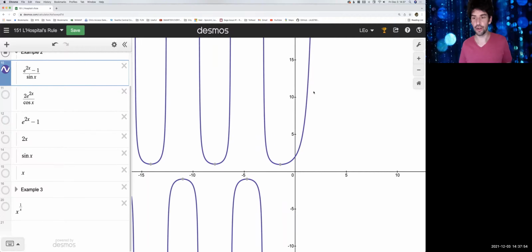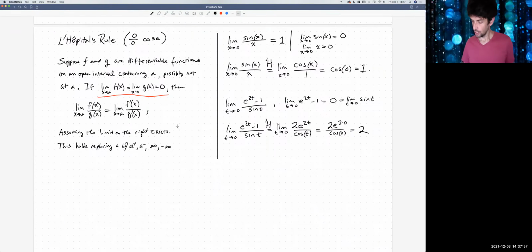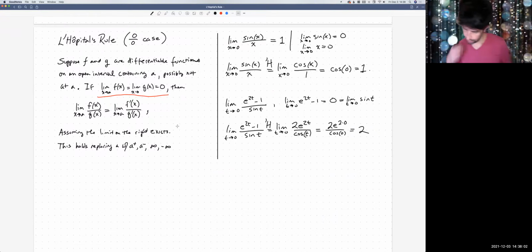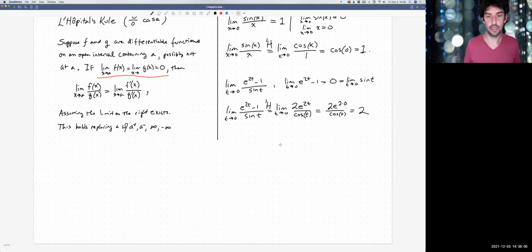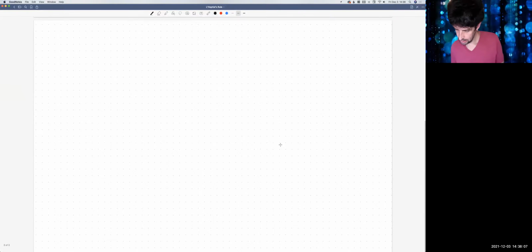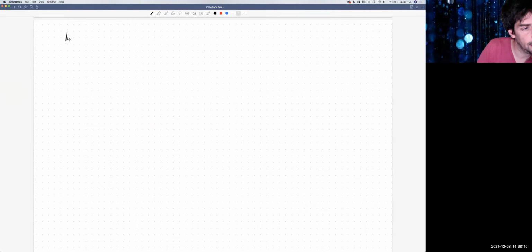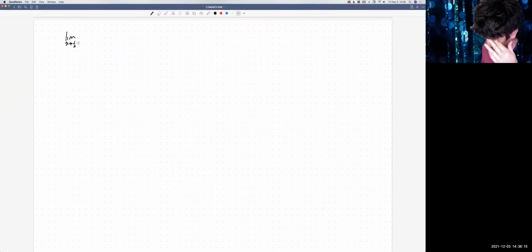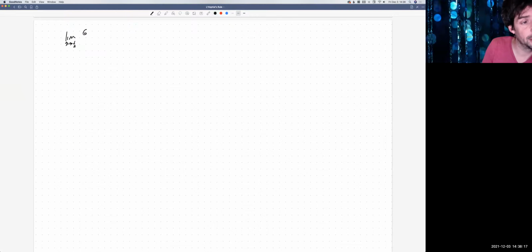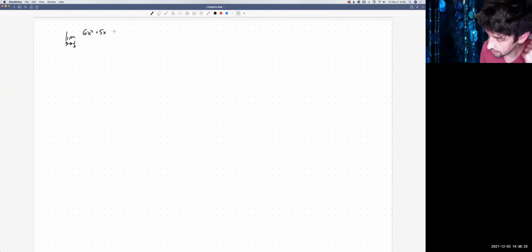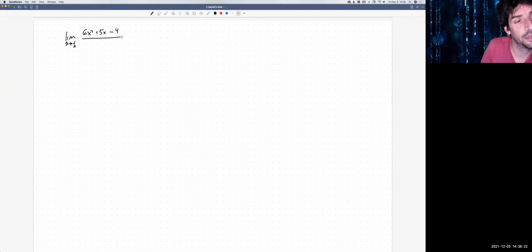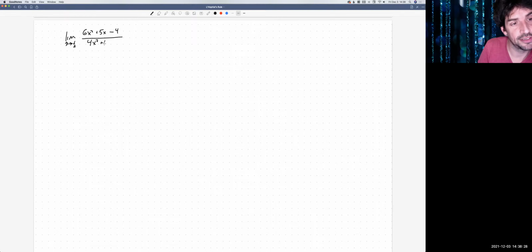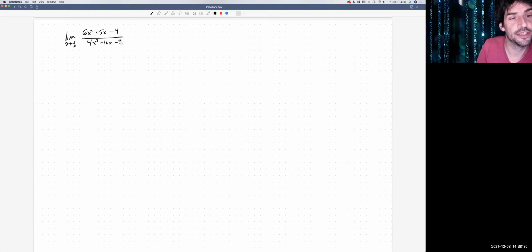Okay, so there are those 2 examples. Let's do one last example to finish off this video. Let's look at the limit as x goes to 1/2 of 6x squared plus 5x minus 4 over 4x squared plus 16x minus 9.